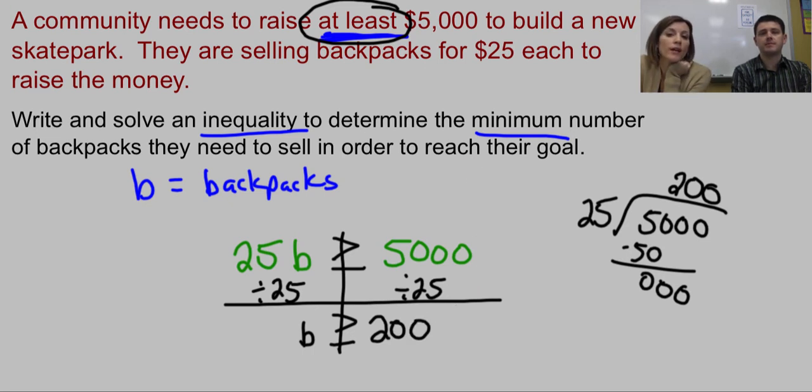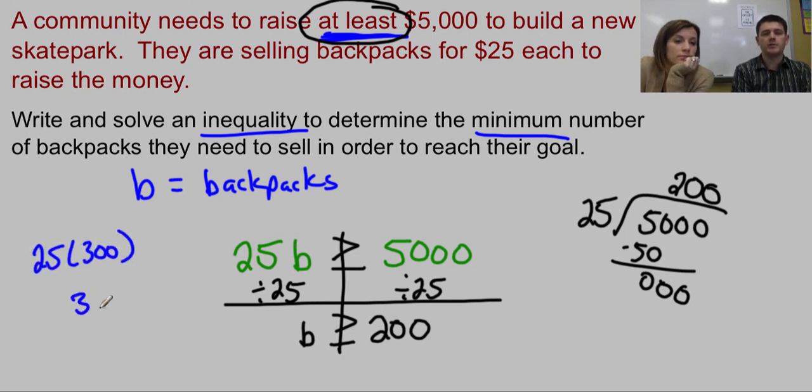We do not have a graph, so how are they going to check their work? Well, they can choose a number. Okay. So it says B is greater than or equal to 200. So let's take 300. Let's plug it in for B. So 25 times 300.